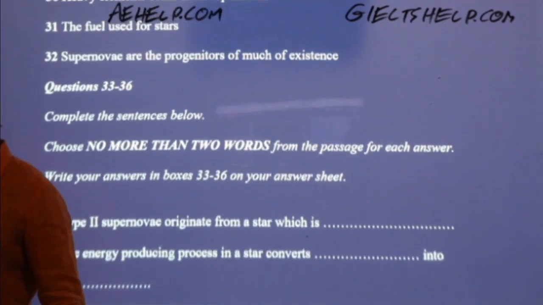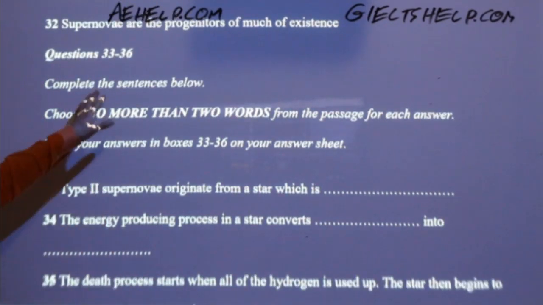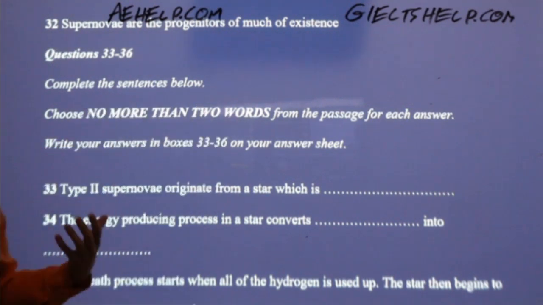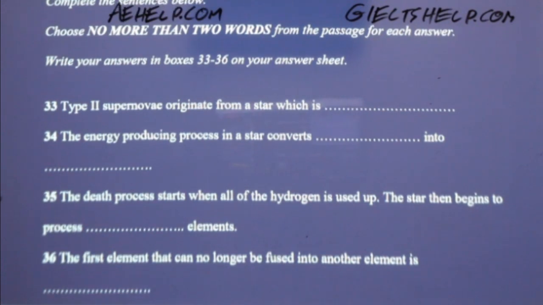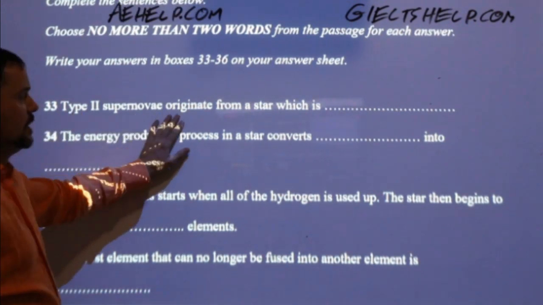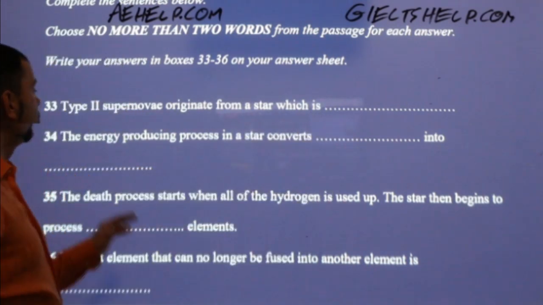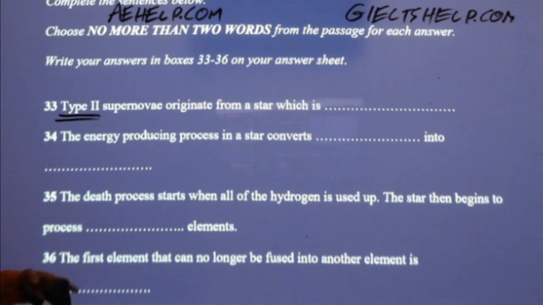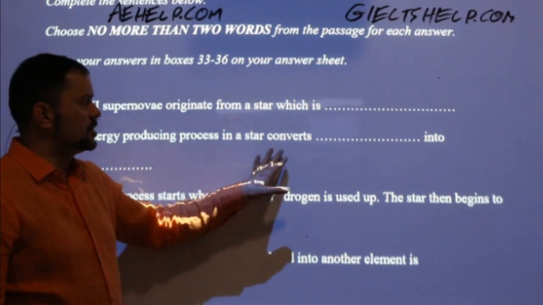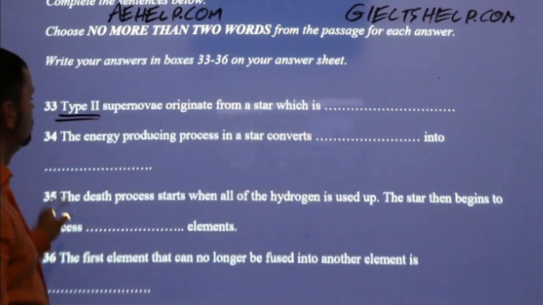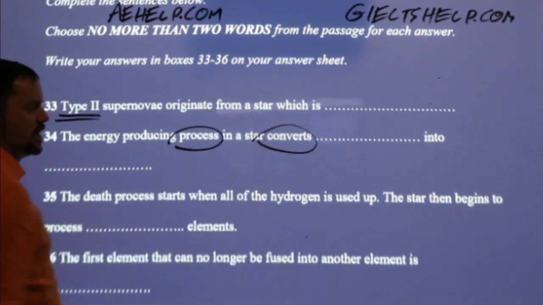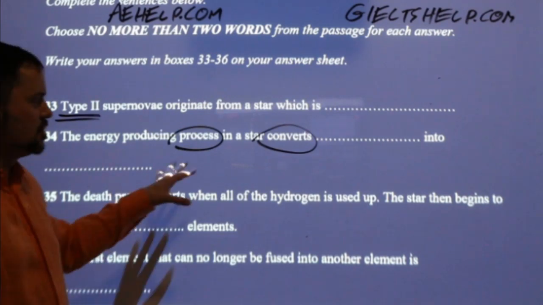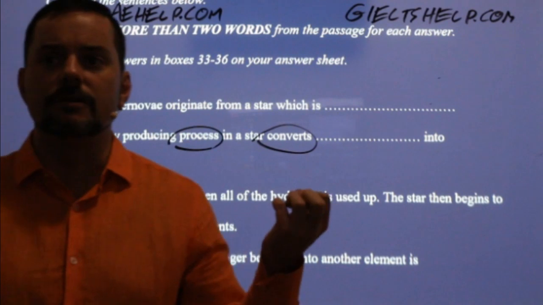Let's go to questions 33 to 36. It says complete the sentences below. Again, a good question to read before the passage. All of this information is somewhere in the passage. It helps us predict even further. Type 2 supernovae originate from a star which is. Okay, so this strengthens that there are more types of supernovae. The energy producing process in a star converts something into something. Okay, so now I'm reading that there's these words like process, converting, changing. So the passage must include information about the changing of stars, the changing of energy.